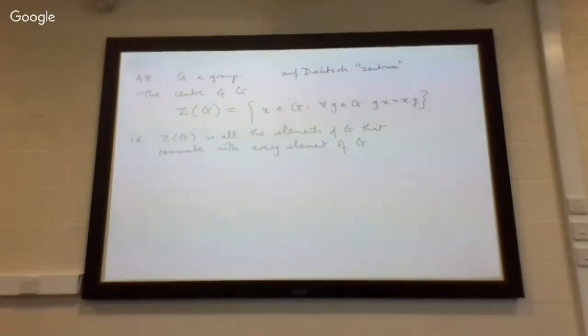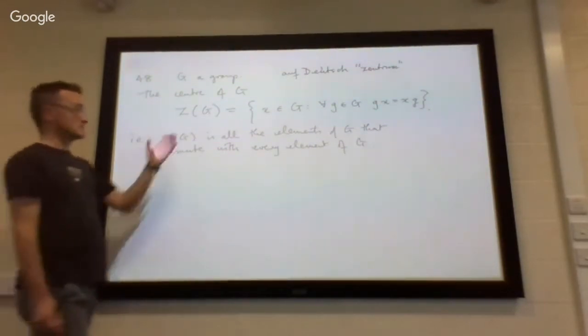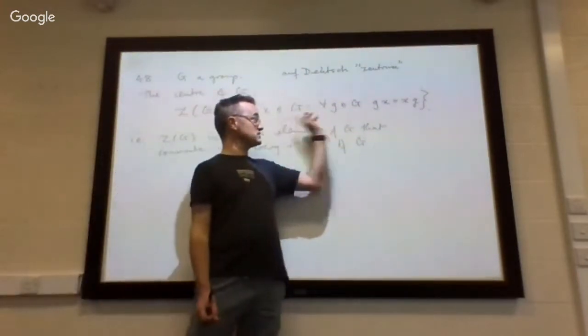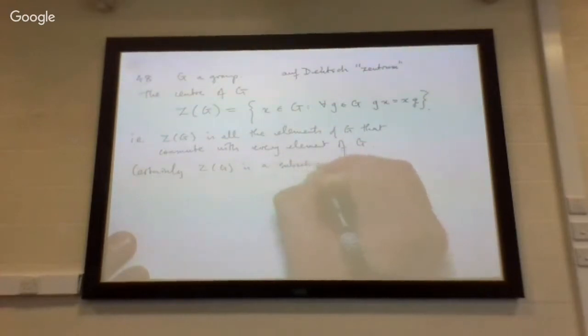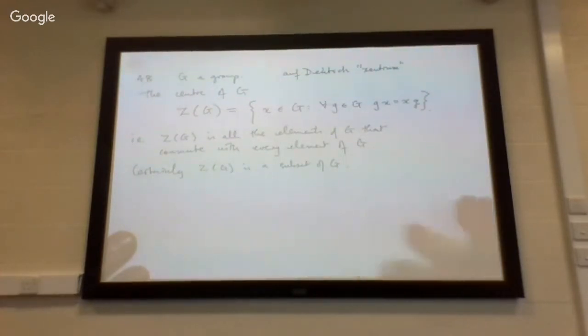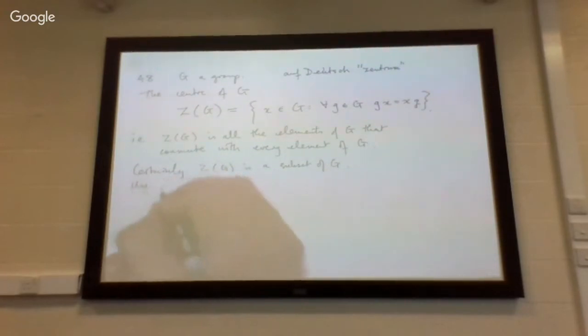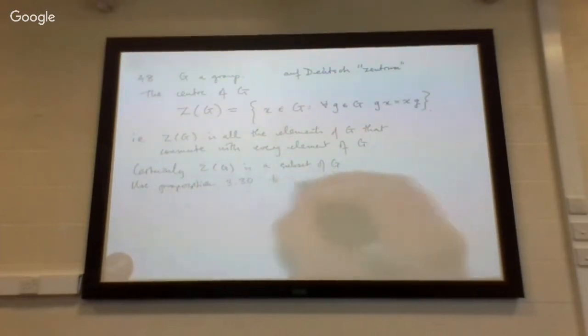Now we check that it is a subgroup. It's certainly a subset of G: all the x's in G satisfying a certain condition. So we just check that it's a subgroup using the first subgroup theorem, proposition 13.